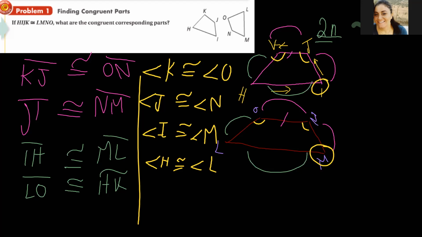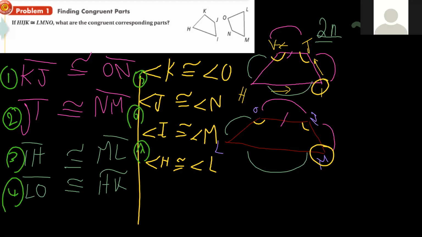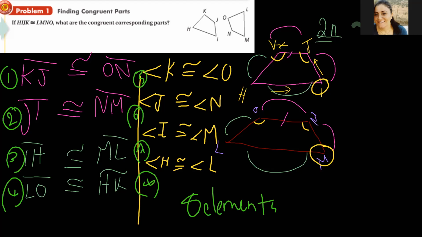So now angle J corresponds to angle N, angle I corresponds to angle M, and angle H corresponds to angle L. So as you see here now, how many elements did I write? Who tells me how many elements? 1, 2, 3, 4, 5, 6, 7, and 8. So how many elements now? 8 elements.